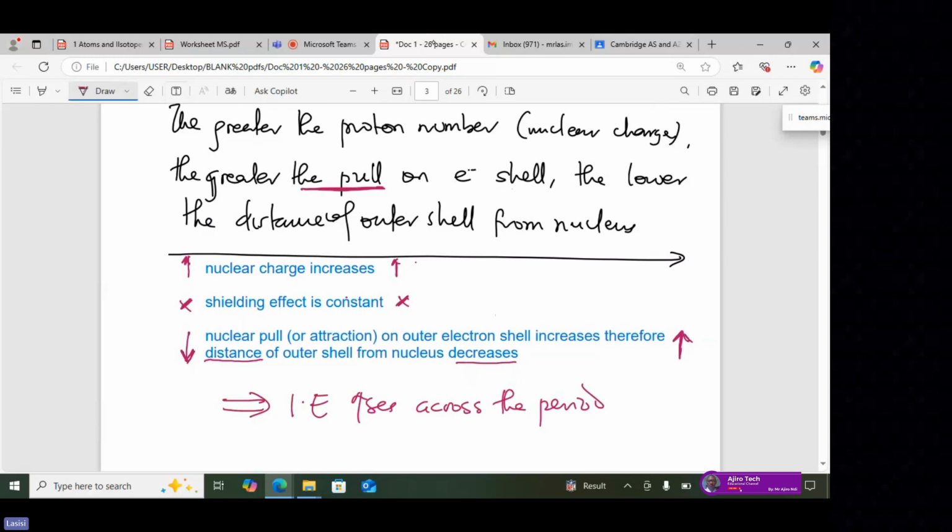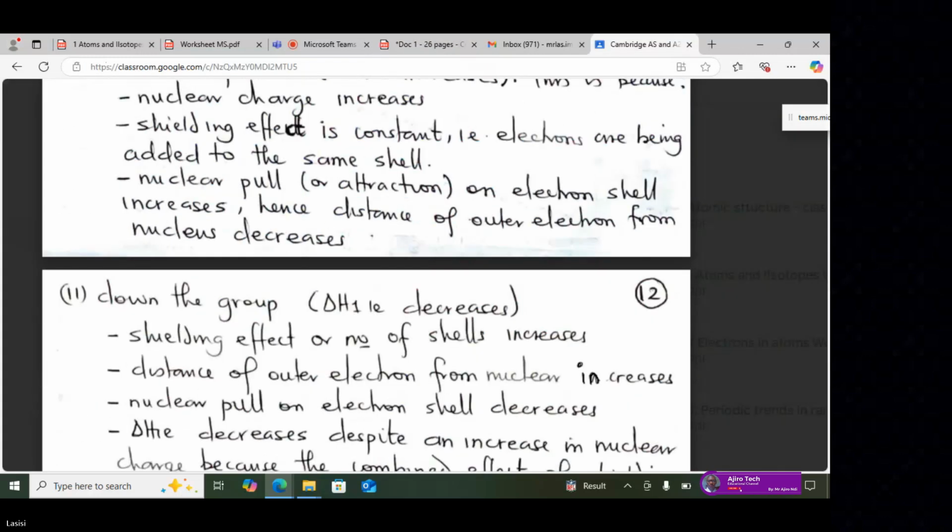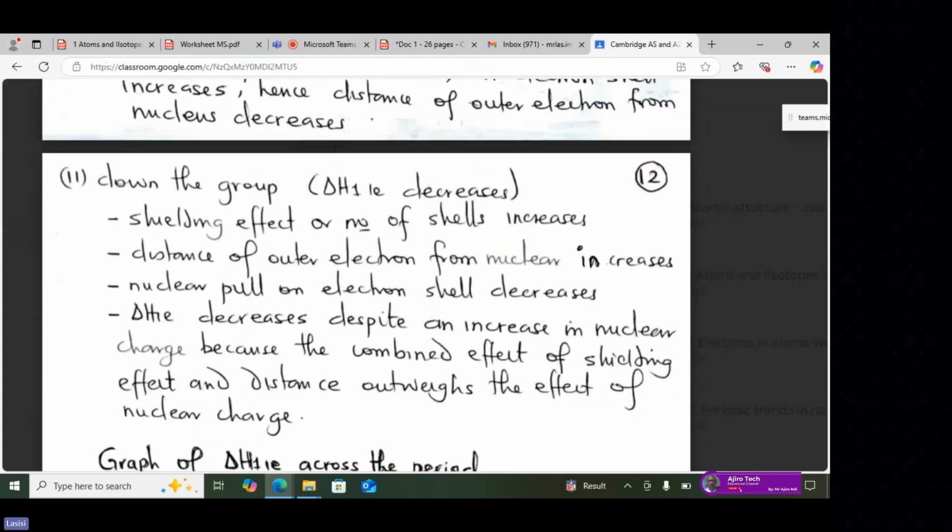What about the group? Can you read? The shielding effect: number of shells increases. Based on that alone, what should happen to IE? Based on that alone, there's an increase in shielding effect. What should happen to IE? It should decrease. Thank you so much. I like that. We keep that.